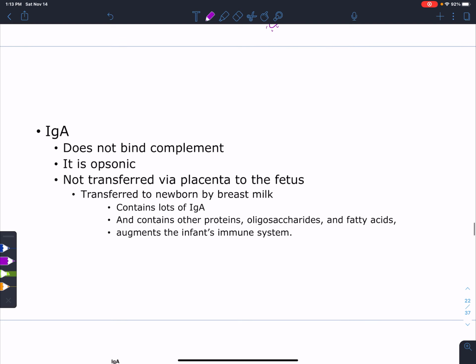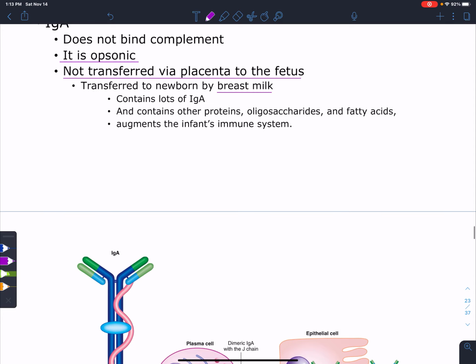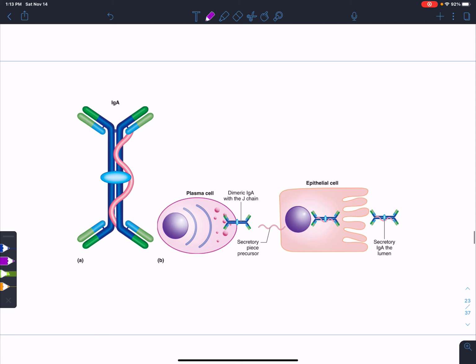Does not bind complement. Does help opsonization. Not transferred from the placenta to the fetus, but it is in breast milk.